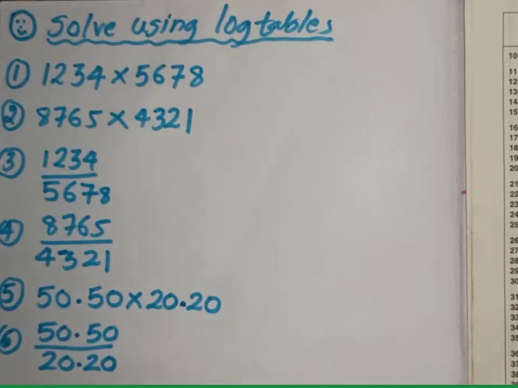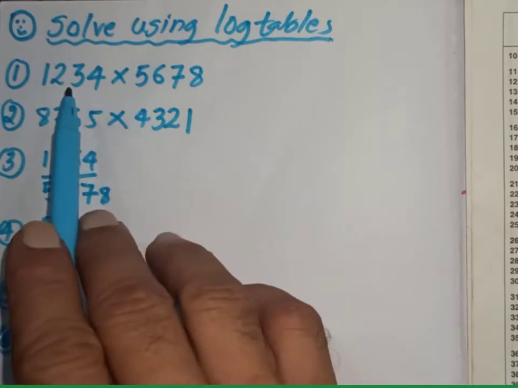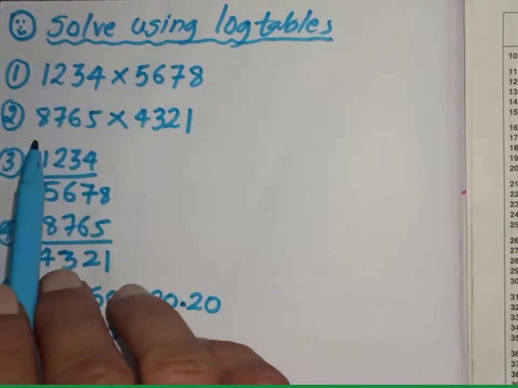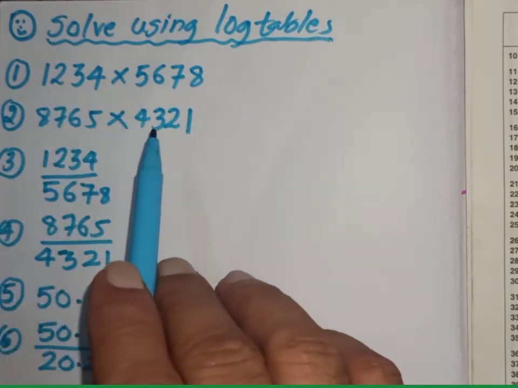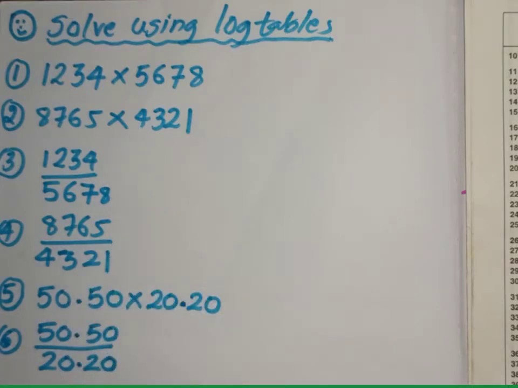Hello students, today we'll study the use of logarithms, the use of log tables, or what we also call common logarithms, to solve some problems. So let's take some of the problems mentioned here. We have the problem to solve 1234 multiplied by 5678, and 8765 multiplied by 4321, and so on. We'll take them one by one and solve using the log tables.